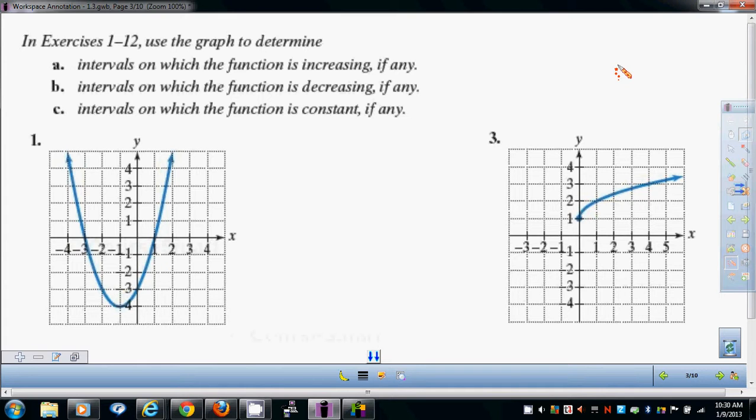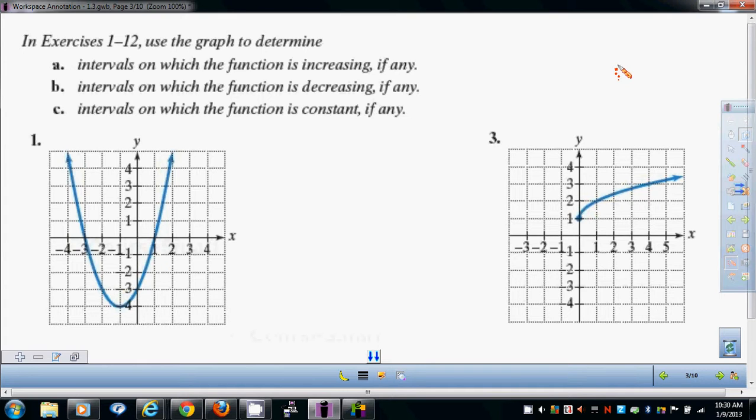Today, one of the many things we're going to talk about are intervals of increasing and decreasing, which basically means where is your graph going up and where is your graph going down. Now what's interesting about that is up and down, that's kind of a y-axis thing, isn't it? If it's going up, that's a y thing. If it's going down, that's a y thing. But you're going to answer the question in terms of x coordinates.